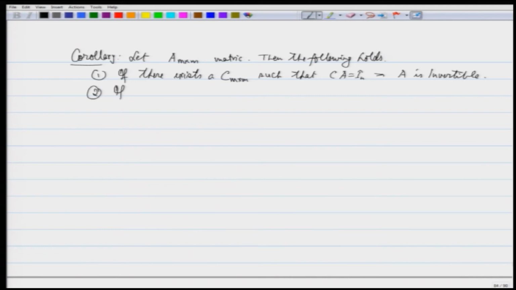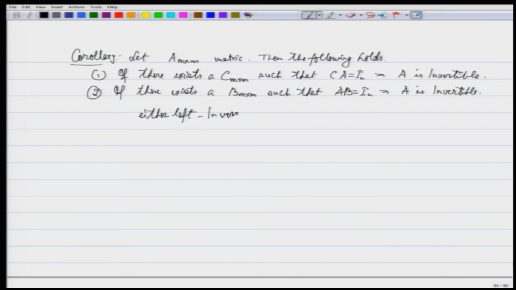Two, if there exists a B, M cross M, such that AB is identity, then A is invertible. All right. So, the idea here is that whether you can get the left inverse or the right inverse, either left inverse or right inverse, we get inverse. All right. So, the idea here is we are looking at a system of equations, it is a square matrix, and therefore everything goes nicely. Fine. Another corollary.